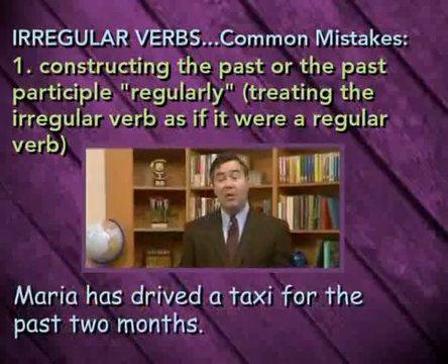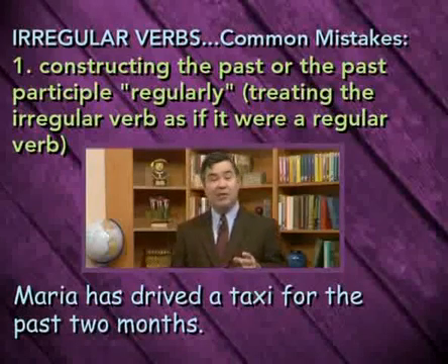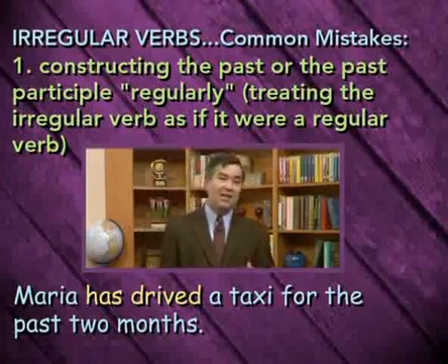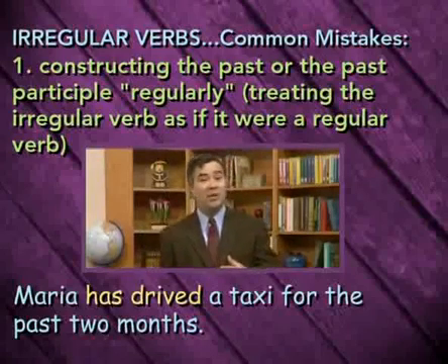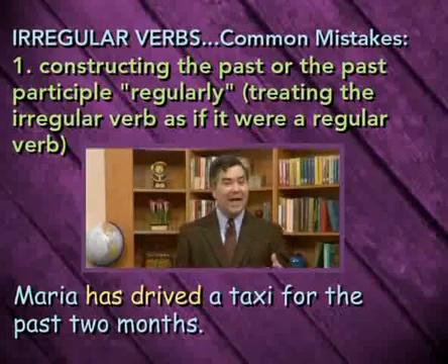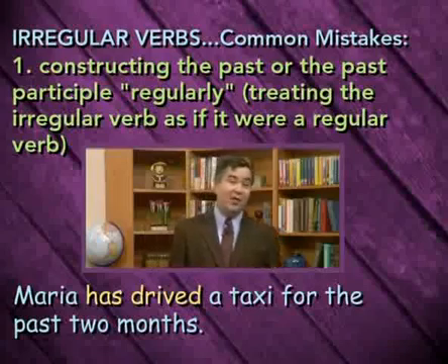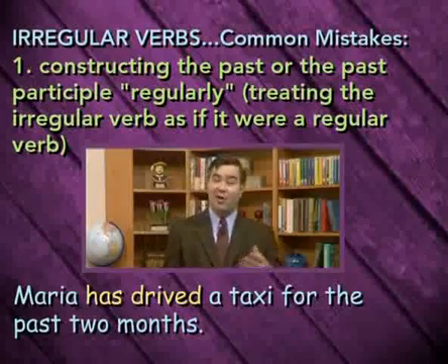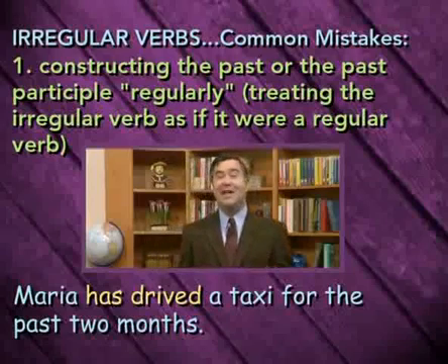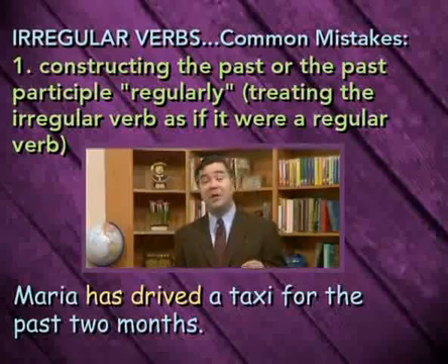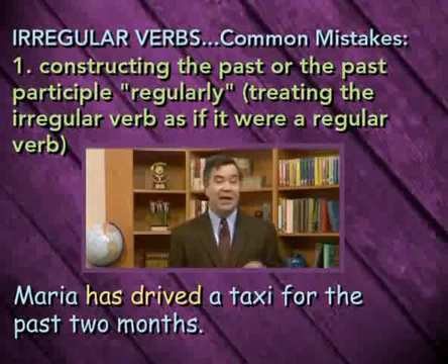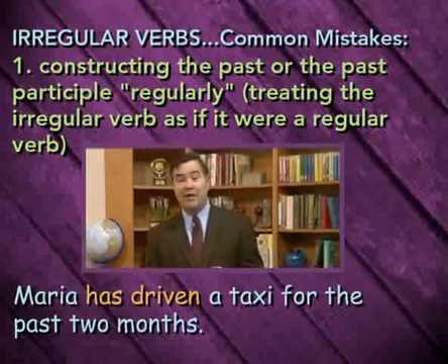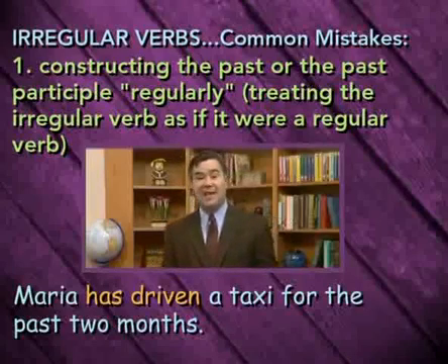Here's one more example. Maria has drived a taxi for the past 2 months. Now here the verb is has drived. This is the present perfect tense. And remember, the present perfect tense would be formed using the present tense of the verb to have together with the past participle, in this case of the verb to drive. Once again, drive is an irregular verb, and therefore we can't create the past participle simply by adding ed and turning it into drived. That would be correct if drive were a regular verb, but since drive is an irregular verb, that's not correct. Instead, we have to figure out how the past participle of drive is actually formed. And as you can see in your study guide, the past participle of drive is driven. And that would be the form of the verb that you would use with the helping verb to have. The sentence correctly should read, Maria has driven a taxi for the past 2 months.